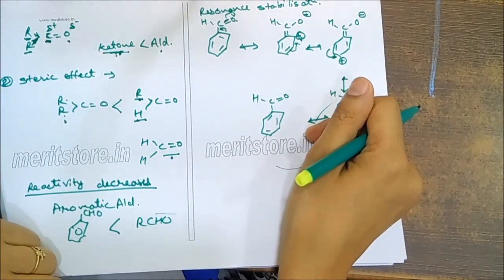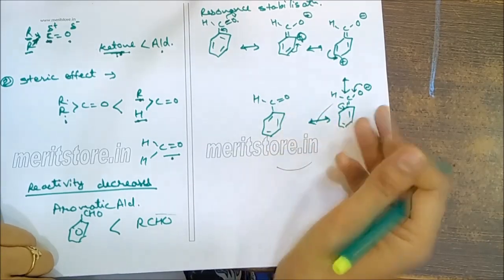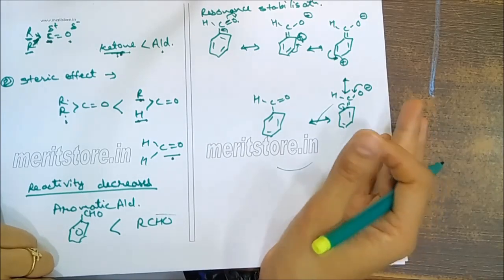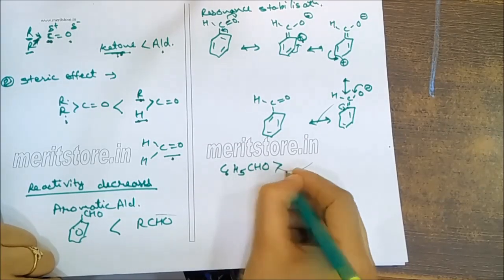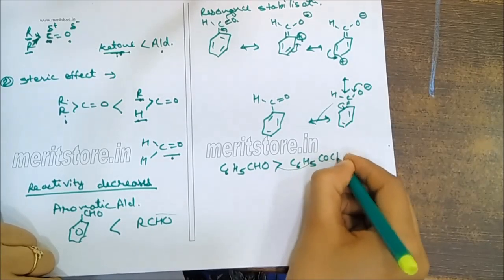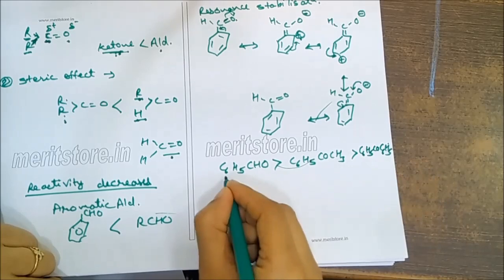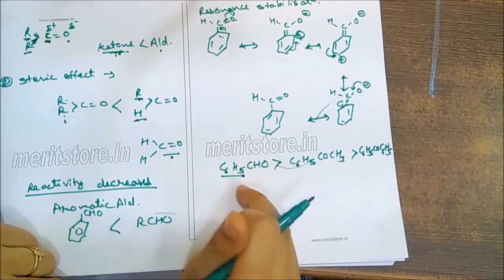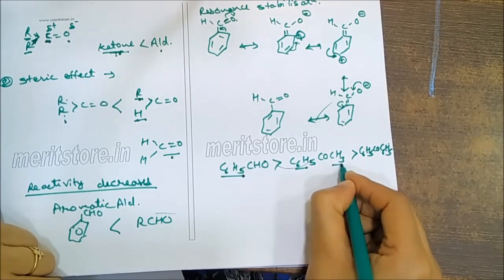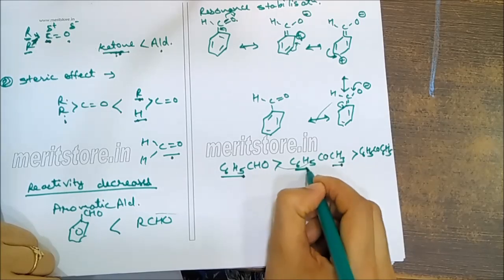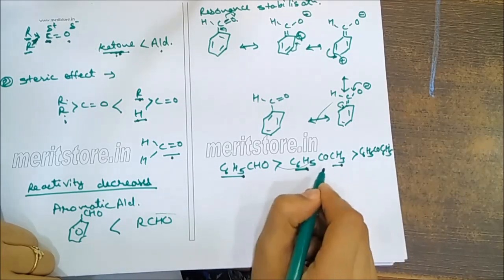So the reactivity of benzaldehyde towards nucleophile will become less as compared to aliphatic aldehydes. So the reactivity order of aromatic carbonyl compounds will be like this. Here there is one benzene ring, so because of resonance stabilization its reactivity will be less. But in this compound there's a benzene ring and one alkyl group, so the steric effect and plus resonance effect of this benzene ring will be more as compared to benzaldehyde, so it will be less reactive.